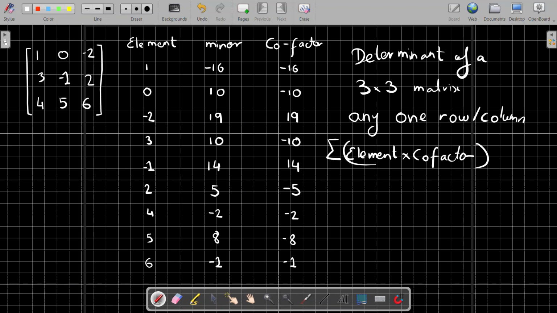So it will be 1 into minus 16 in our example case, 1 into minus 16 plus 0 into minus 10 plus 2 into plus minus 2 into 19. So this will be minus 16 plus 0 plus minus 38, which will give us minus 54.